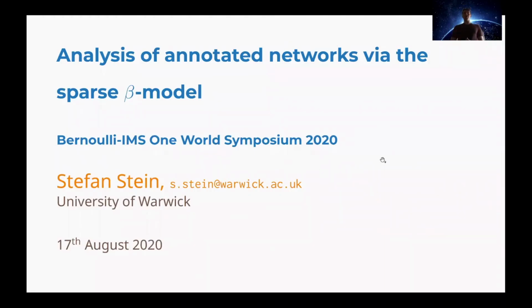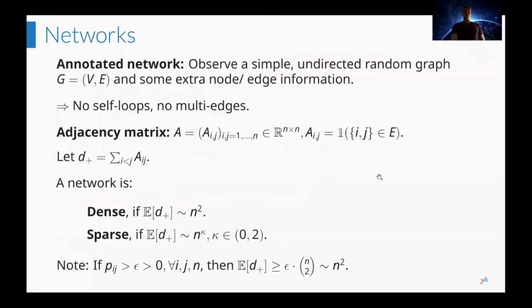Welcome to my talk on the analysis of annotated networks via the sparse beta model. I am Stefan Stein, and I'm doing my PhD in statistics at the University of Warwick under the supervision of Chenlei Leng. When I speak of annotated networks, I mean that we observe a simple undirected graph G with some additional node or edge information.